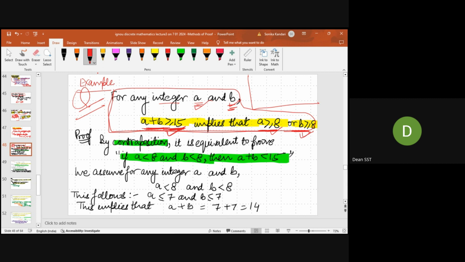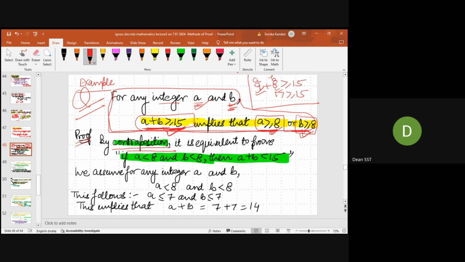That is, if on adding A plus B we get, suppose we have 9 plus 8, which is greater than 15. Suppose 9 is A and B is 8. 8 plus 8 is 16, plus 1 is 17. 17 is greater than 15. So the statement is A is greater than or equal to 8, B is greater than or equal to 8. Yes. So we have to prove this by contraposition.